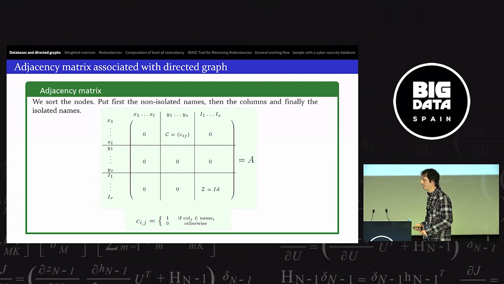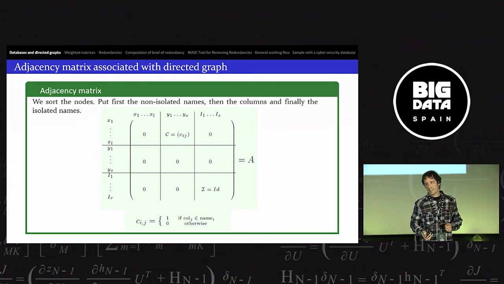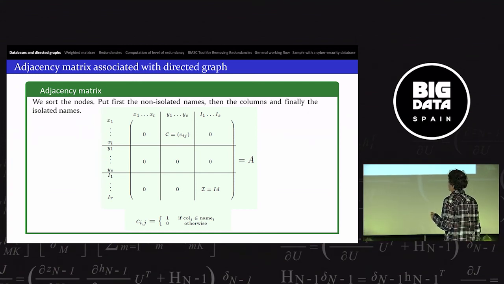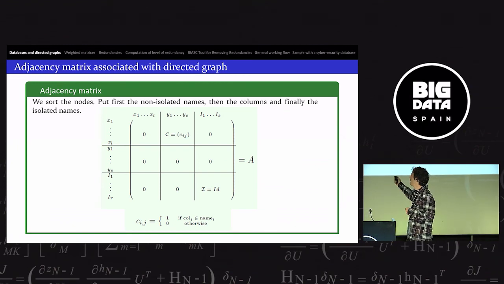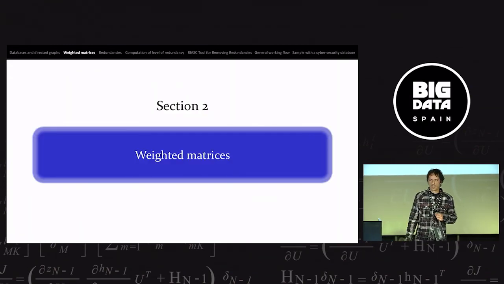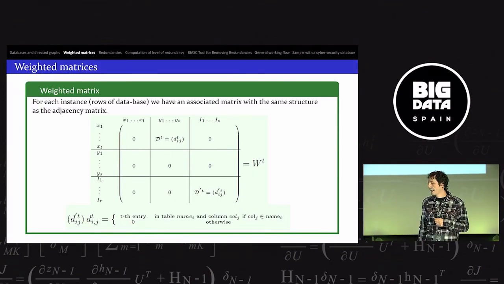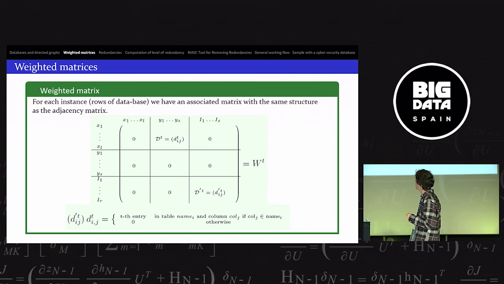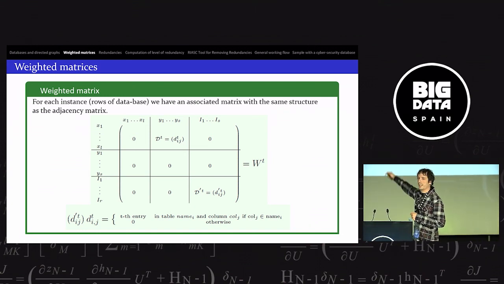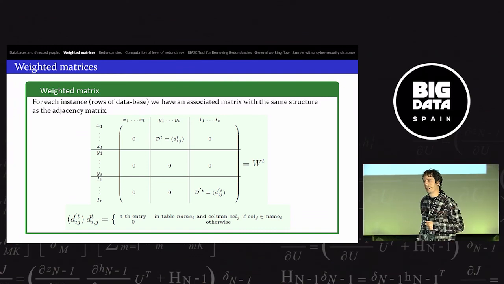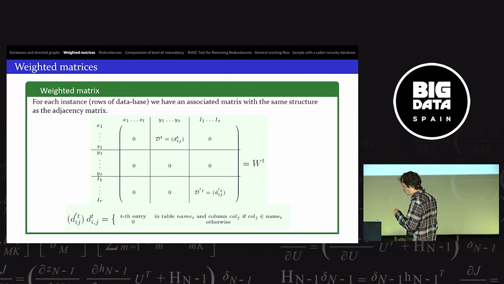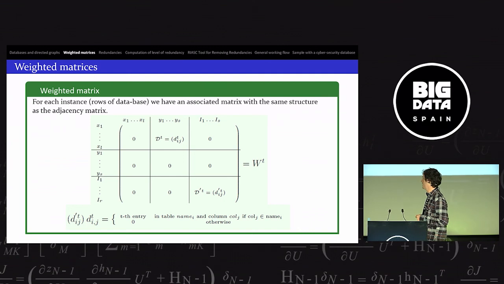And the point is that we can encode the rows, the information that we have collected. We can transform these rows into a matrix with this structure, okay? So this is what we call the weighted matrices, and we can get a weighted matrix for each row, right? When we have a 1 in the adjacency matrix, then we put into this entry the corresponding entry in the original database, okay?